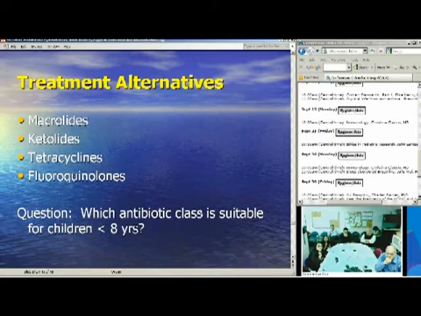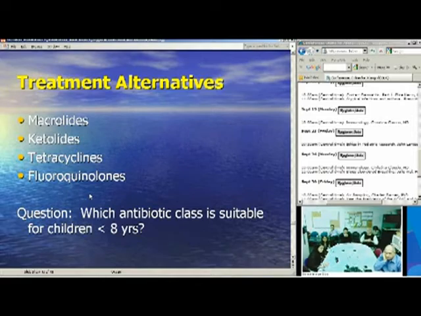So here are the 4 types of antibiotics that you could think about using for an M. pneumoniae infection. And for the pediatricians in the group, you could probably answer this question pretty easily. Which antibiotic would you be comfortable with using in your child who's less than 8 years of age? It's really only macrolides. Yeah.